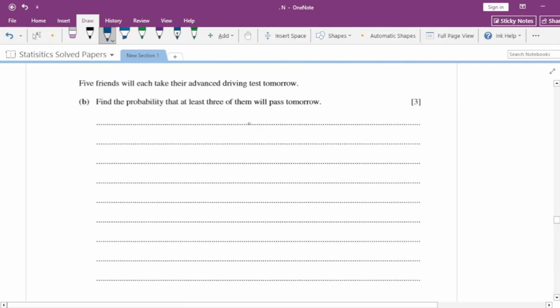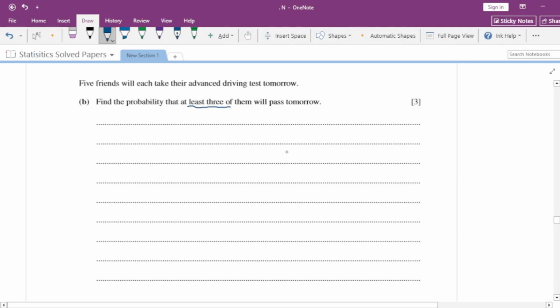Next part. 5 friends will each take their advanced driving test tomorrow. Find the probability that at least 3 of them will pass tomorrow. Now, the best way to attempt these questions is by making cases, because they said at least 3 of them.